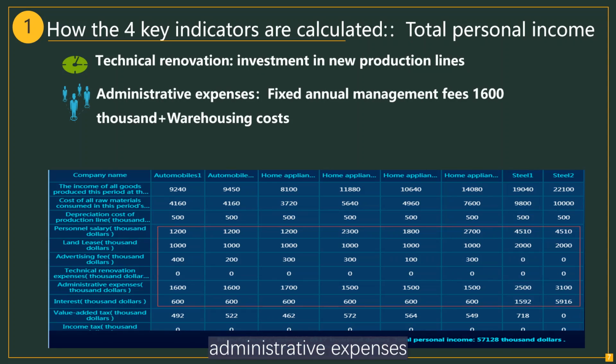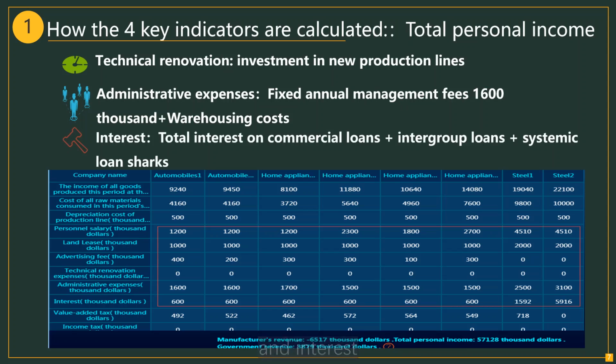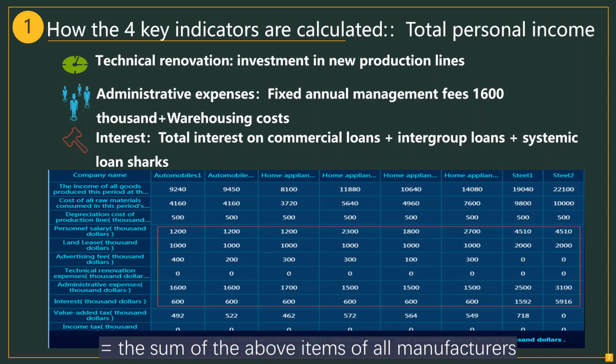administrative expenses, and interest. Total personal income is equal to the sum of the above items of all manufacturers.